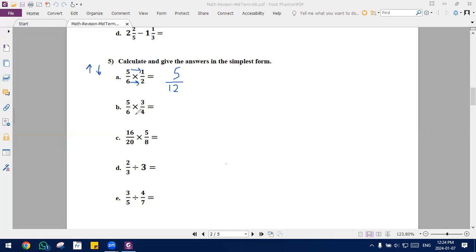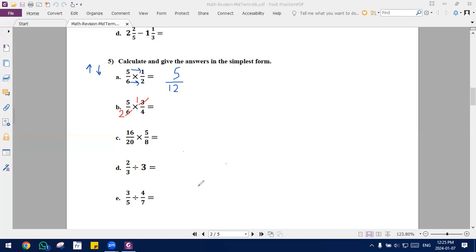Now the second question, we have 5 over 6 times 3 over 4. First, we try to simplify. We check 5 with 6, no. 5 with 4, no. Now what about 3 and 4, no. But 3 and 6, yes. Both values can be divided by 3. So let's divide them. 3 divided by 3 is 1. 6 divided by 3 is 2.